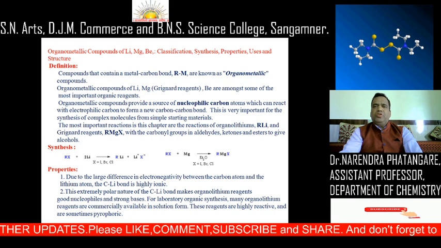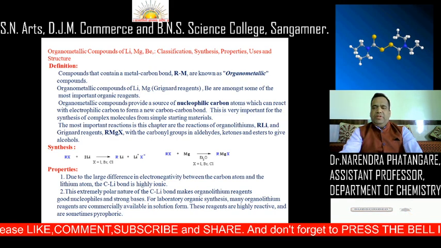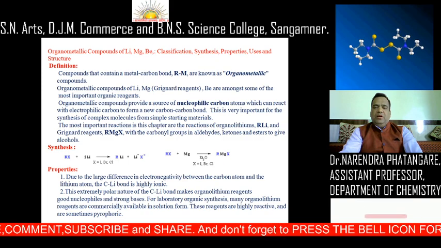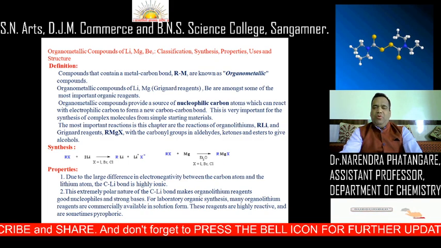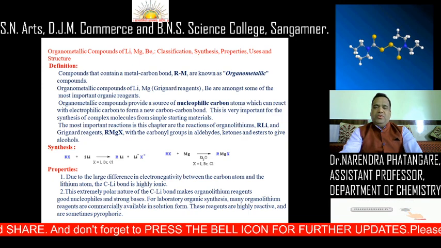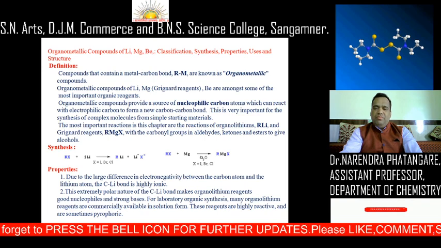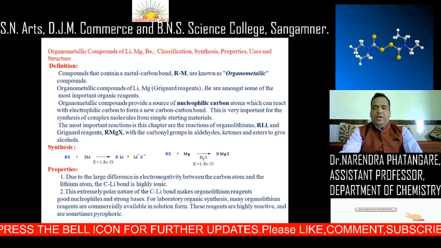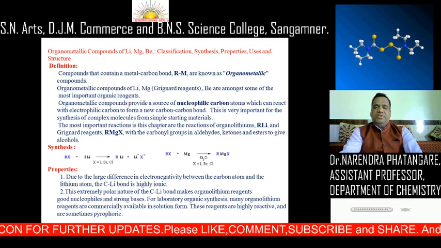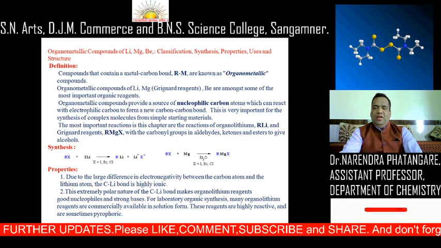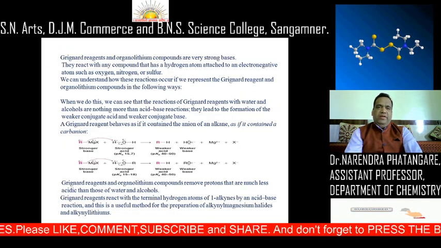Initially it was considered an organometallic compound, and it has some important properties. Due to the large difference in electronegativity between the carbon atom and the lithium atom, the carbon-lithium bond is highly ionic. The extremely polar nature of the carbon-lithium bond makes organolithium reagents good nucleophiles and strong bases. For organic synthesis, many organolithium reagents are commercially available in solution form. These reagents are highly reactive and sometimes pyrophoric.